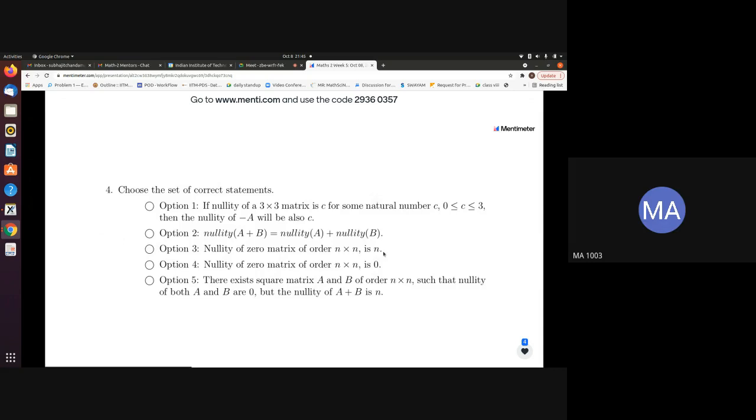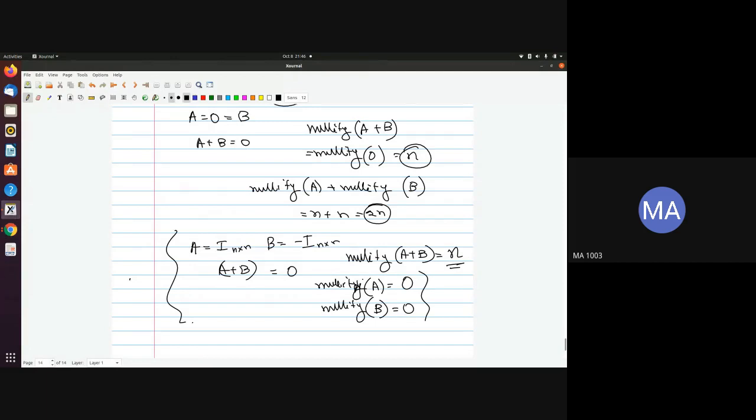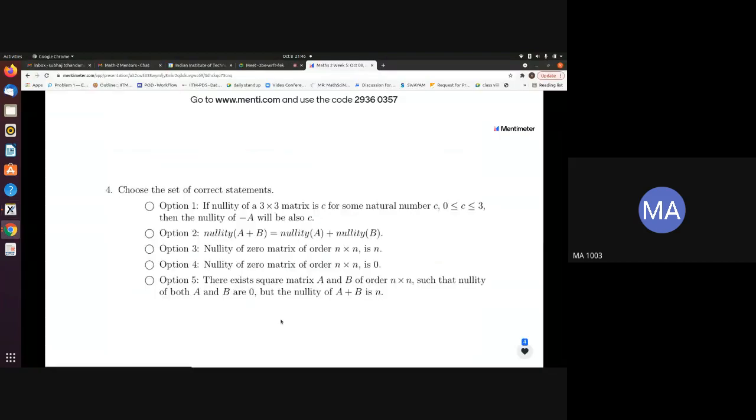The nullity of the zero matrix is n, right? So option 4 is not correct, option 3 is correct. And what about the last option? Have you already encountered such a situation? What about option 5? Yes, we can take B equal to minus A. So basically this I and minus I example will work there. We solved it for the second option. A and B both have nullity 0, but A plus B has nullity n. So option 5 is correct.